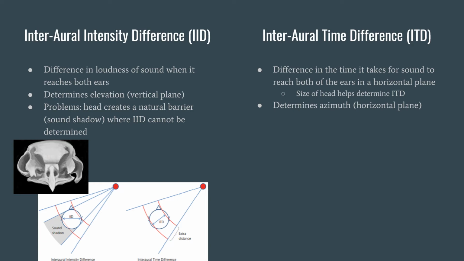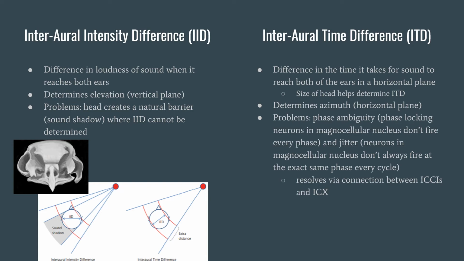Some inherent problems are phase ambiguity and jitter. The neurons in the magnocellular nucleus phase lock, but they don't fire at every phase, so this creates phase ambiguity. For jitter, neurons in the magnocellular nucleus don't always fire at the exact same phase every cycle for the sound wave, and these are resolved via connections between the ICCIS and the external nucleus of the inferior colliculus, or the ICX.